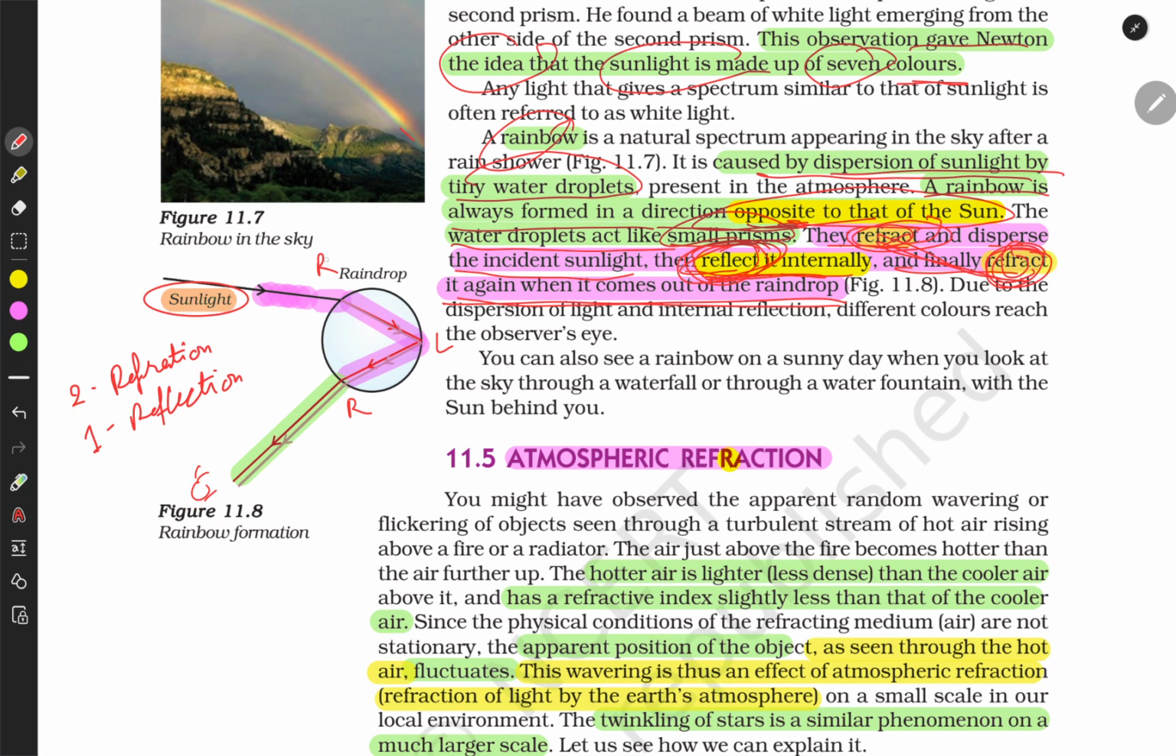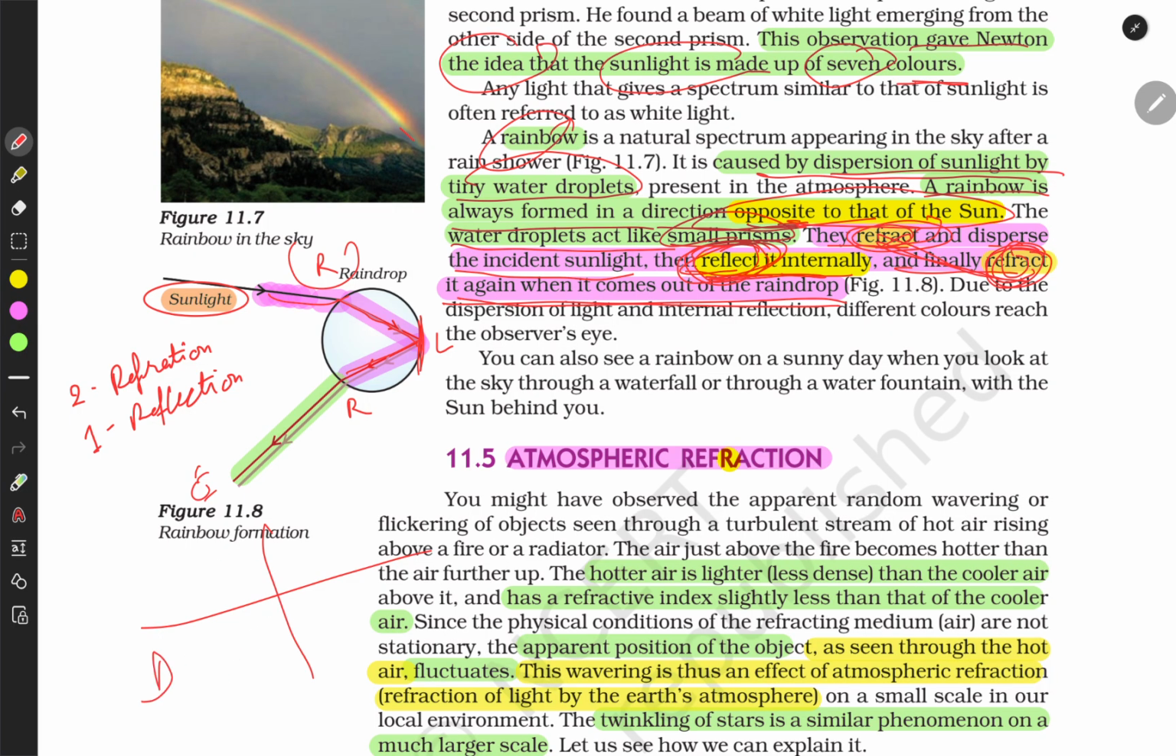When the sunlight comes, it refracts. That means the light rays will bend towards the normal. And here the reflection forms a total internal reflection. Why does it happen? When the angle of incidence becomes more than the critical angle. Critical angle is when, let me explain this.